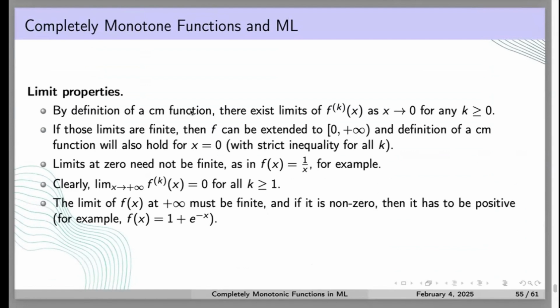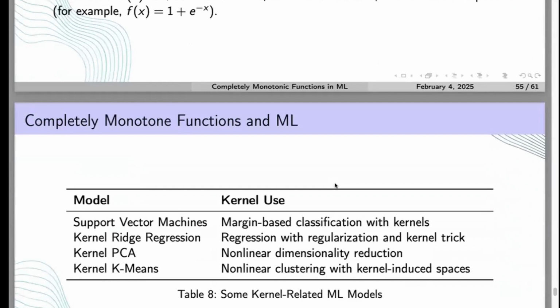By definition of a completely monotone function, there exist limits of f^(k)(x) as x goes to 0. If those limits are finite, then f can be extended to 0 to infinity. Limits at 0 need not be finite, as in 1 over x, for example. And so this means that not all functions can be appropriate for such kernels. And the limit of f at infinity must be finite, and if it is non-zero, then it has to be positive, for example like this function example.